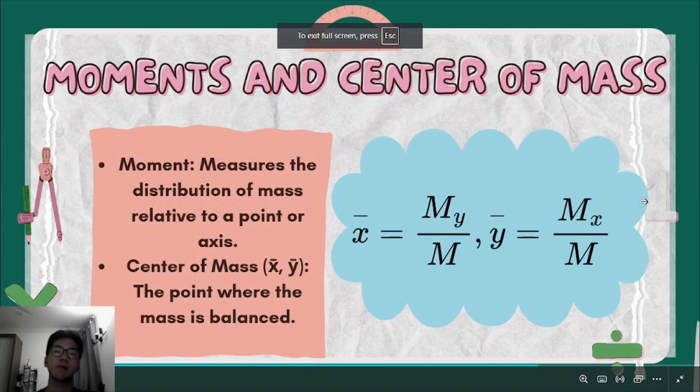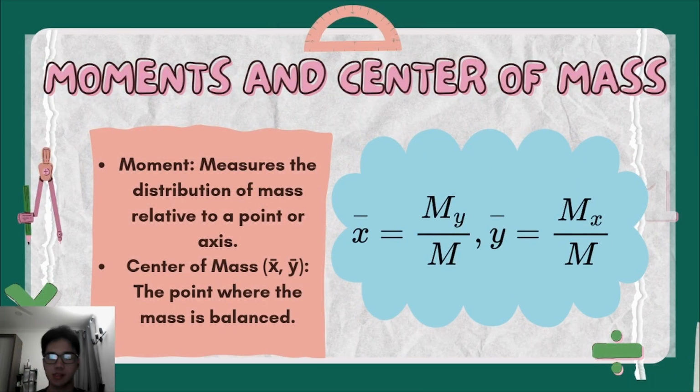So now it's going to be the moment and center of mass. The moment and center of mass measure the distribution of mass relative to a point or axis. The center of mass, x bar and y bar, is the point where the mass is balanced. The x bar is equal to M sub y over the big M, and the y bar is equal to M sub x over the big M.